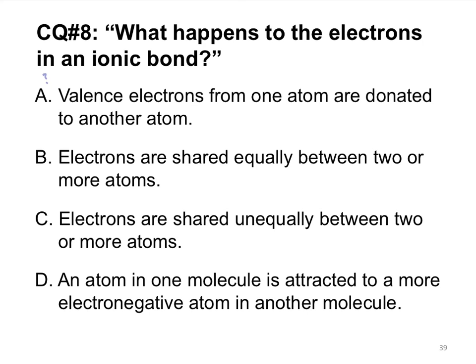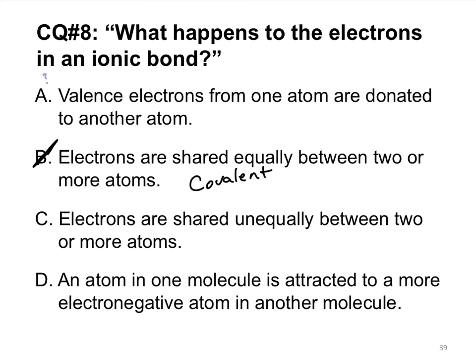No, because I need to make sure I'm not making a mistake. This is the kind of thinking you have to have when you're doing multiple choice questions. You have to ask yourself, is there a better answer? Electrons are shared equally between two or more atoms. What do we call that when that happens? Hopefully you say covalent. So this is not ionic, right?